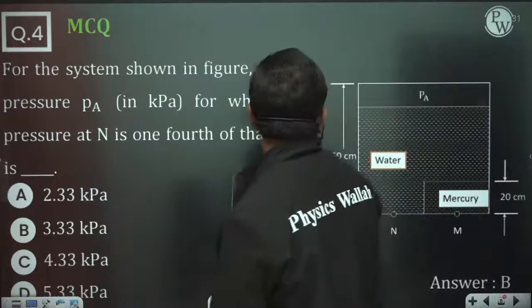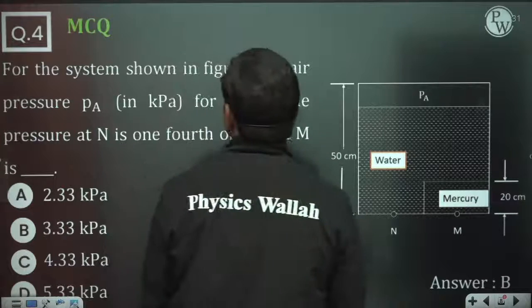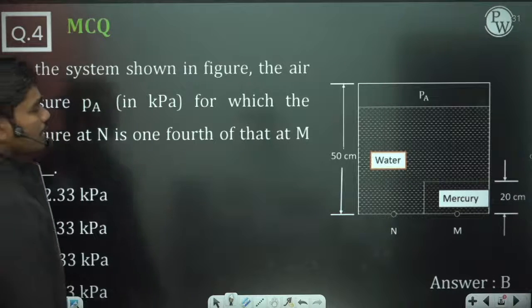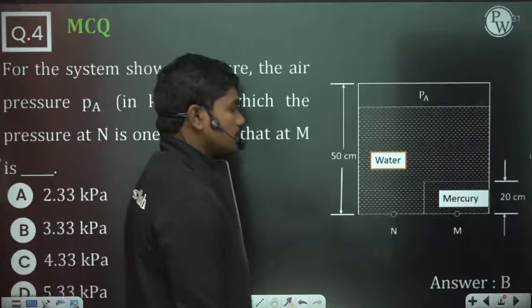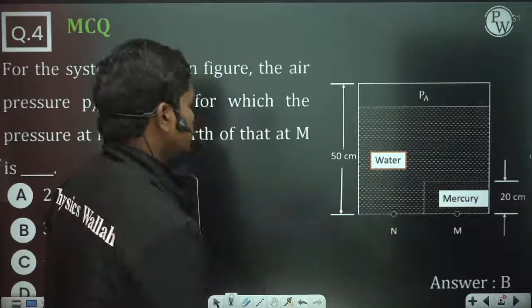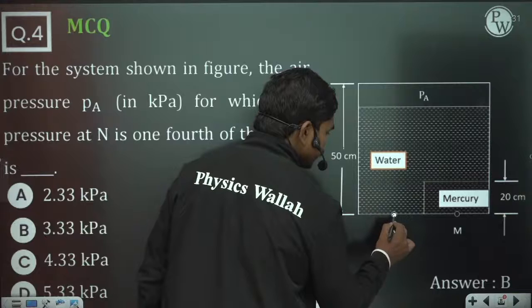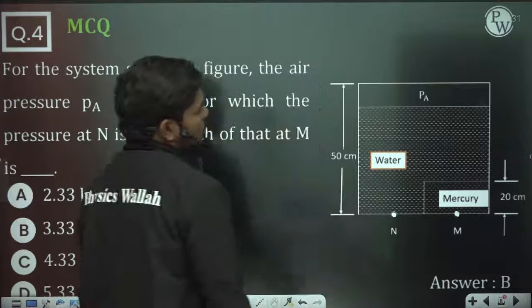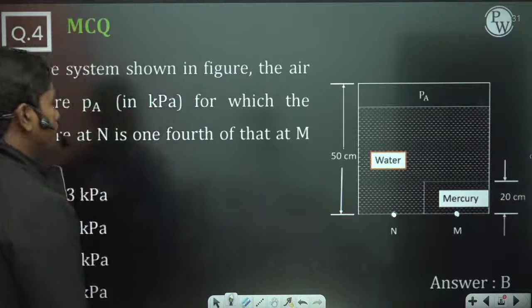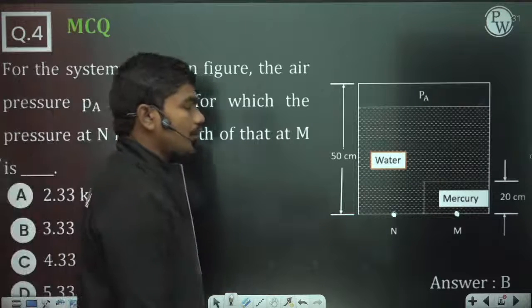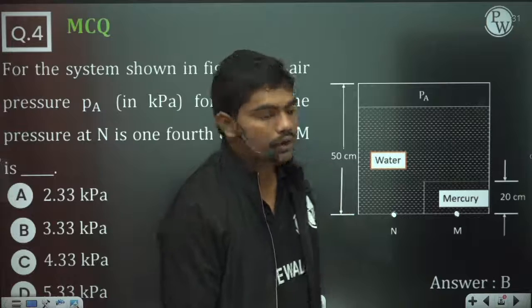So for the system shown in the figure, the air pressure PA in kilopascals for which the pressure at N is 1/4 of that at M is dash. Okay, so there is this device basically. Here you see there are 2 points, N and also M, at the bottom of the containers. Now they are asking you the air pressure PA in kilopascals for which the pressure at location N is 1/4 of the pressure at location M. Okay, so let us see.